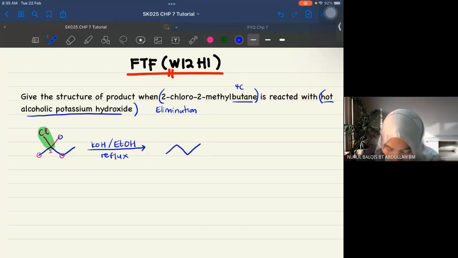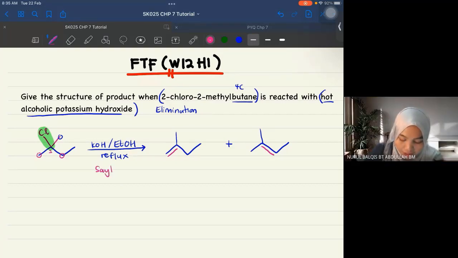Okay, jadi sekarang kita lukis balik. 1, 2, 3, 4. And then kita keepkan the methyl here. Right, apa yang kita akan buat? We form first here double bond. And then the other product kita akan dapat 1, 2, 3, 4 juga. But now your double bond is in between carbon number 2 and carbon number 3. Okay. Now, bagi tahu saya, what is the name of the rule that we use to determine the major product? Zaitsev rule. Yes, Zaitsev's rule.